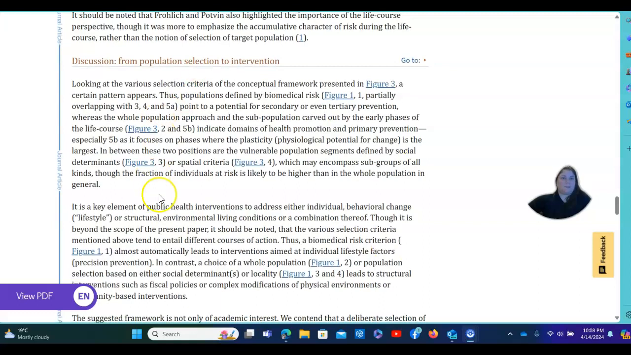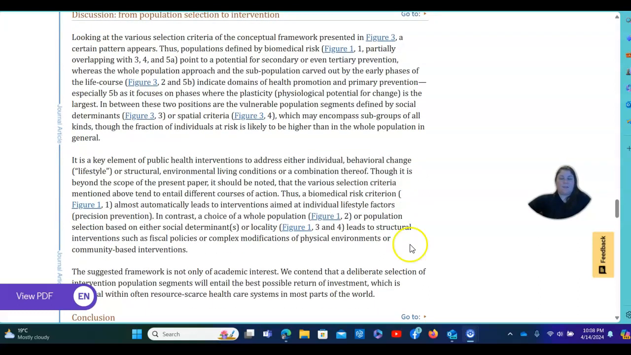So there is some discussion which further looks into this, but you want to, again, keep in mind the different levels of consideration for selecting who is going to be part of your population, your target group for your study or for your program.